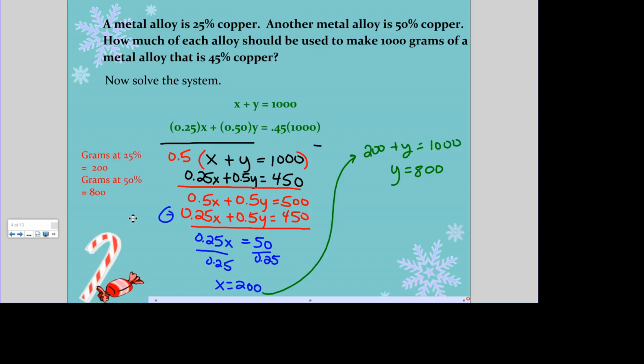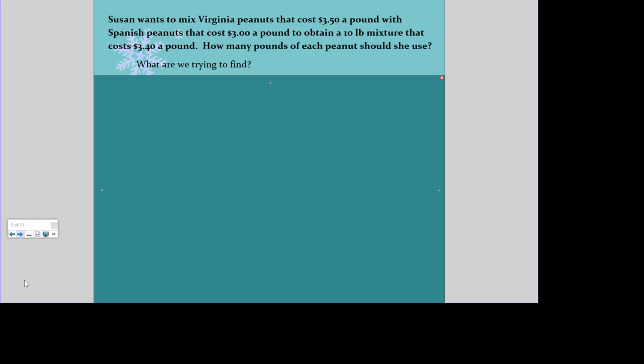And so we've now figured out the quantities of each of those different alloys that when we mix them together, they produce a 45% copper metal alloy. And they do total the 1,000 grams we were expecting them to total. Okay, let's move on. Here's our next mixtures problem.